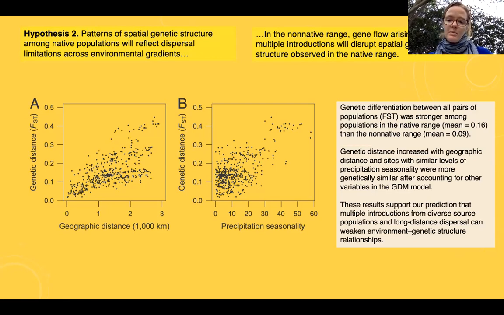These results support our prediction that multiple introductions from diverse source populations and long distance dispersal can weaken the environment-genetic structure relationship, because we didn't find this in the non-native range, or when we looked at all the data together, only when we looked at Europe only.